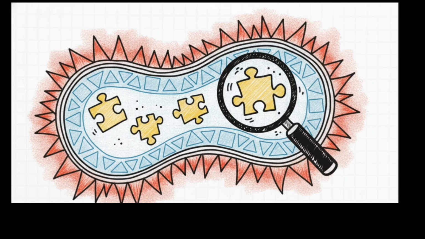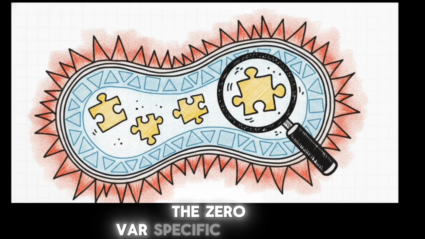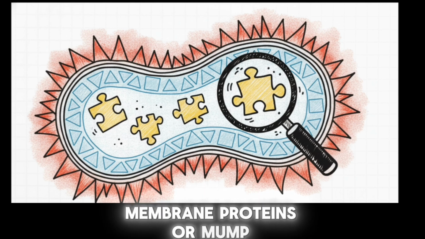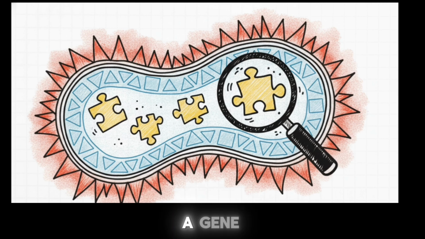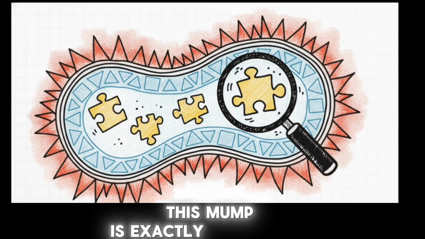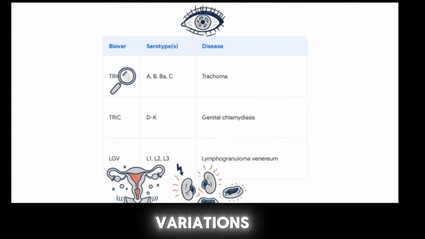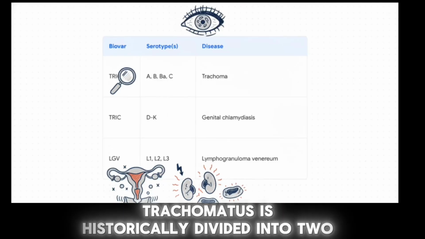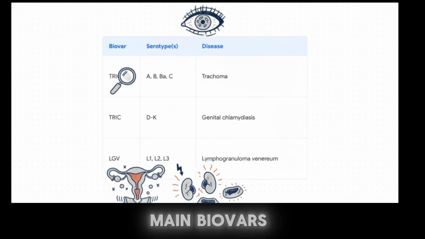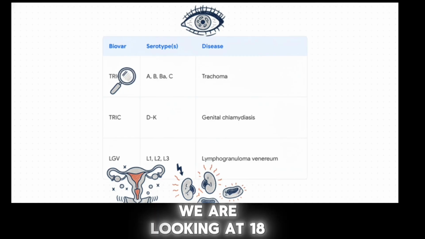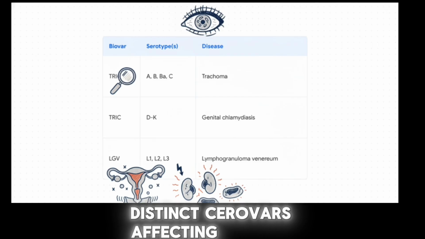Next down the line, we have species-specific envelope proteins, and finally, we get to the serovar-specific antigens. These are the major outer membrane proteins, or MOMP, which are encoded by the OMP-A gene. This MOMP is exactly the marker scientists use to type and categorize the different strains of C. trachomatis. Based on those MOMP variations, C. trachomatis is historically divided into two main biovars, TRIC and LGV. And within those, we are looking at 18 distinct serovars affecting humans.